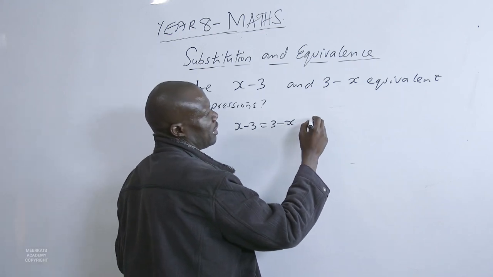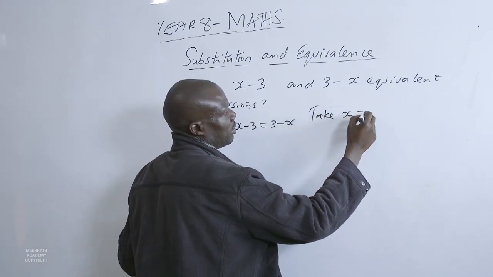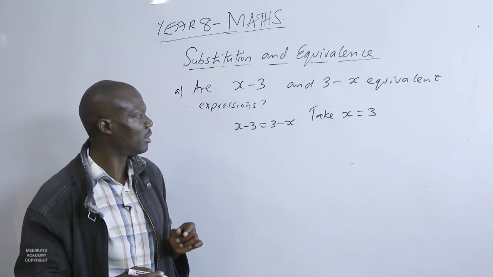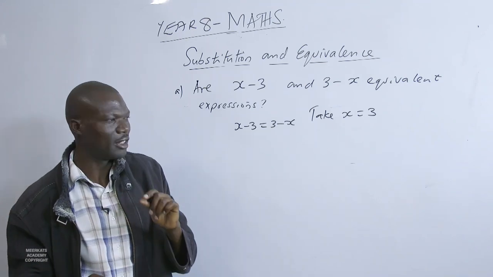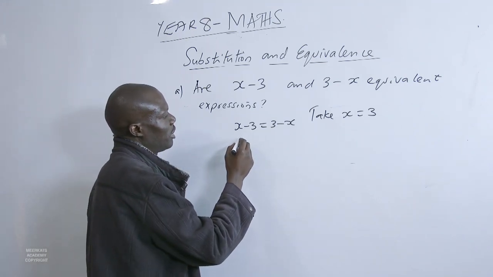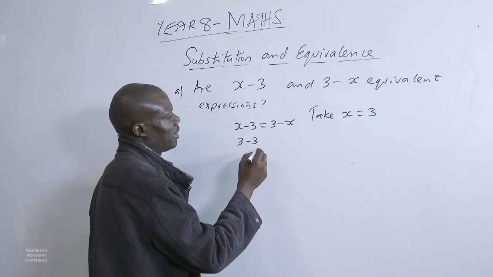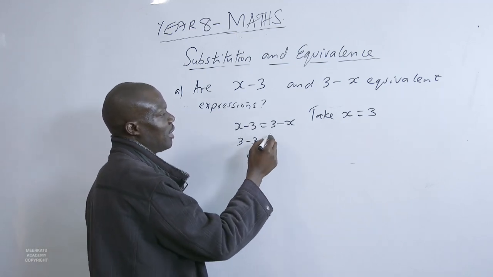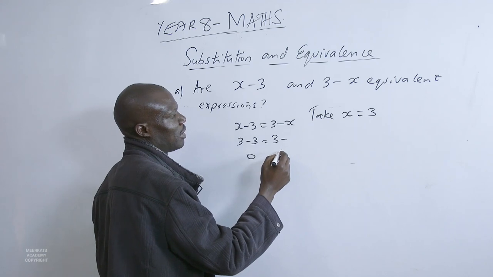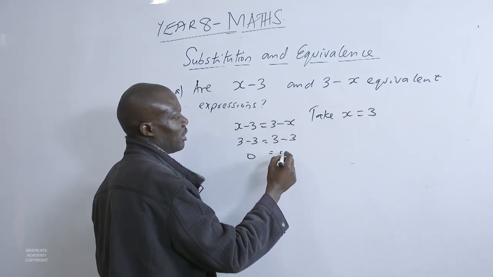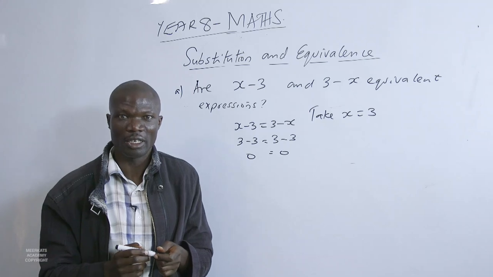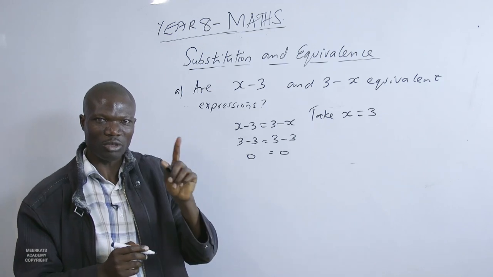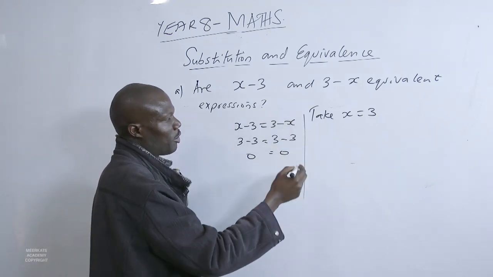Supposing we take x to be 3. If you take x to be 3, you'll find that this will be 3 minus 3, and 3 minus 3, you will get a 0 here, and this will also be 3 minus 3, and you will get a 0. So it's telling us that, are they equivalent or not? That is one of the values. Let's see before we conclude.